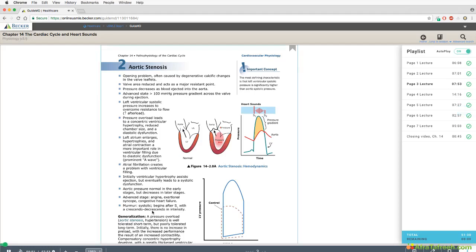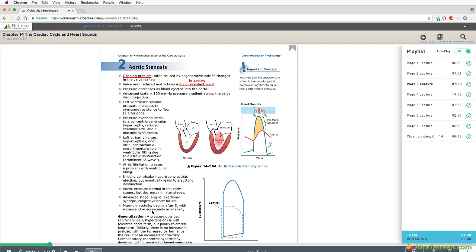Now on this page, we are considering aortic stenosis. Aortic stenosis is an opening problem. The valve does not open properly, and because of that, it acts as a major resistance point in series. Because it acts as a major resistance point, you lose lots of pressure going across that valve. Really big point: because it acts as a major resistance point in series, as you pump that blood through that narrow opening, you lose lots of pressure.